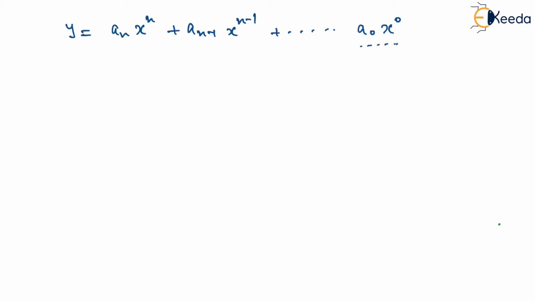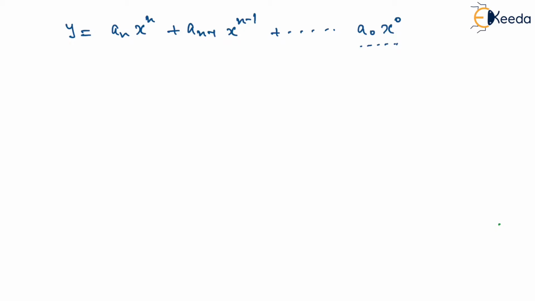Now we will see some of the polynomial equations which we generally come across, and the standard form. The general form of a polynomial equation is going to be y equal to a_n x to the power of n plus a_(n-1) x to the power of n minus 1, and it goes up to a_0 x to the power of 0, which is nothing but a constant of the form plus c.